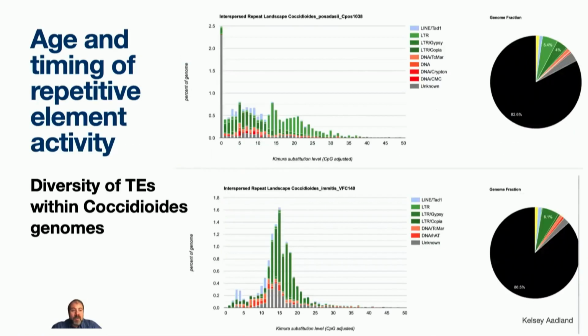And so that's definitely further work to understand when and how those differences arose, and their importance. When we look at these repetitive elements, we can draw these landscape repeat graphs. At the top, you can see Coxy posadasii, one of the strains, and then we have Coxy immitis at the bottom.